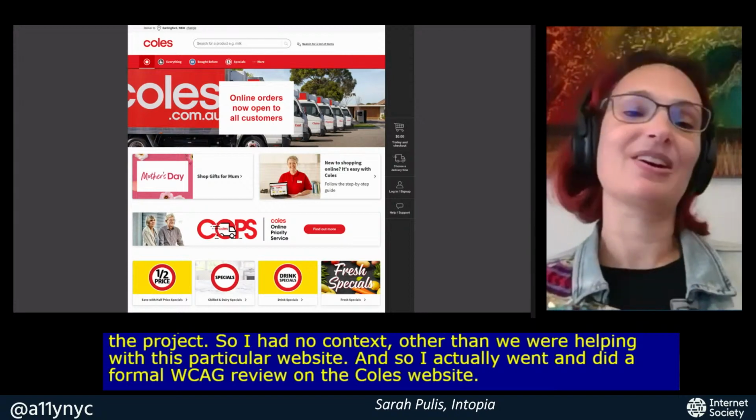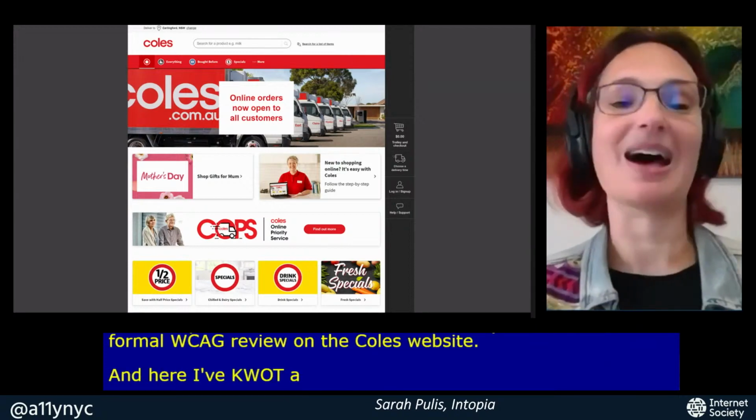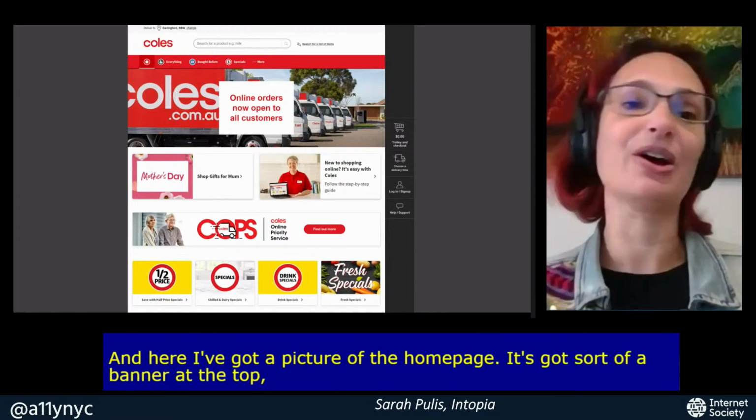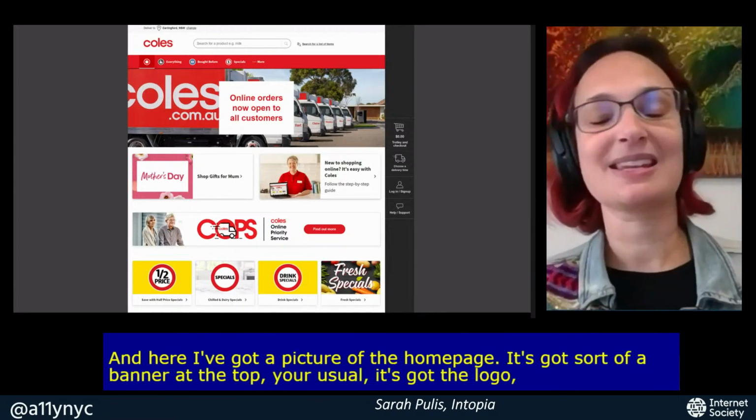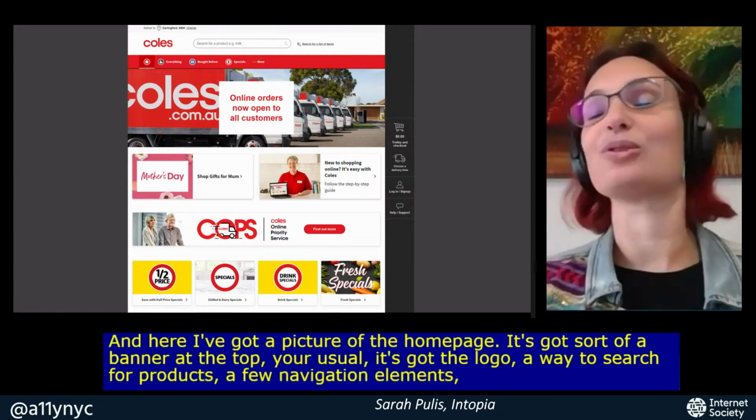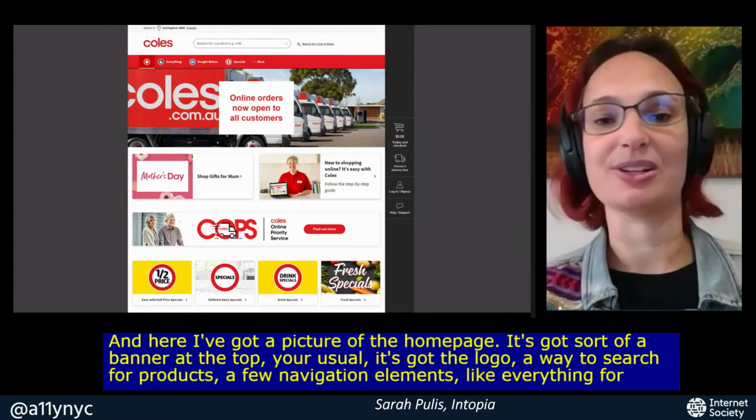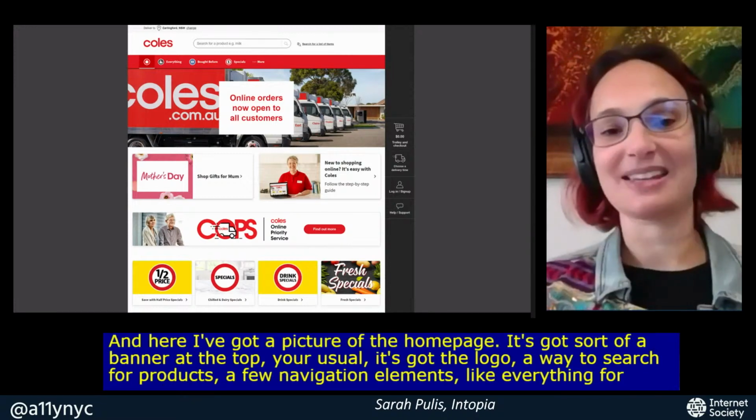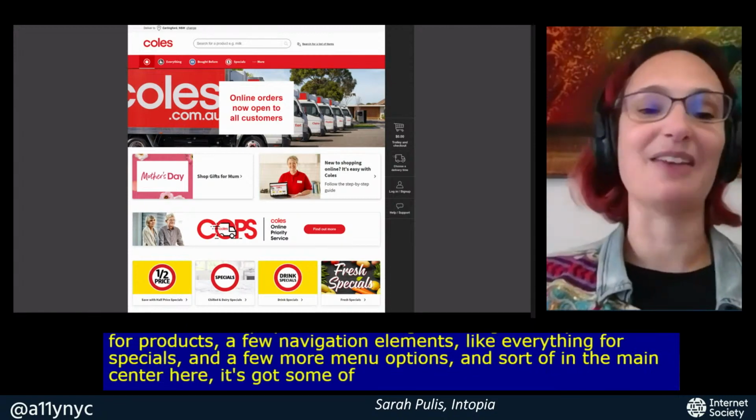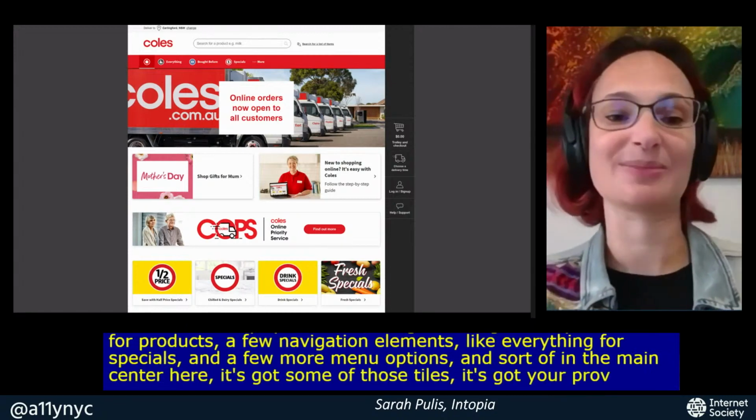And here I've got a picture of the homepage. It's got a banner at the top, your usual. It's got the logo, a way to search for products. A few navigation elements like everything brought before, specials, and a few more menu options. And then in the main center here, it's got some of those tiles. It's got your proverbial splash advertisement, or actually a few advertisements.